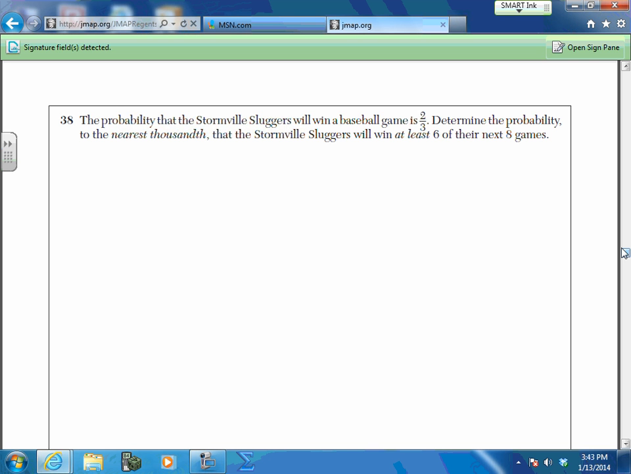Number 38 is a nice probability, a binomial probability. The probability that the Stormville Sluggers will win in the baseball game is 2/3. Probability of win, 2/3. So everything else is a not win, is a loss. That's 1 minus 2/3. There's your probabilities.